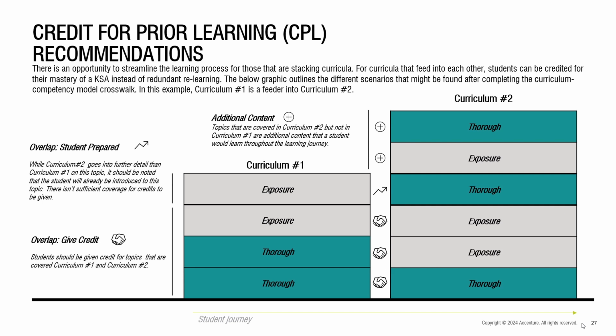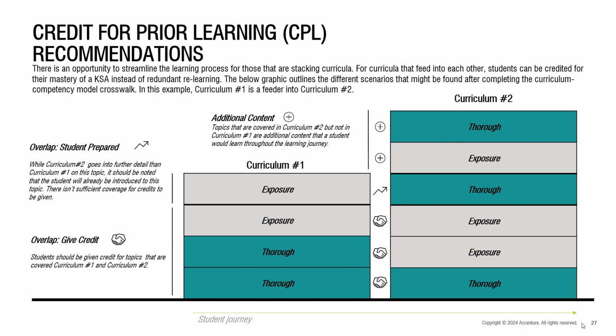Our bottom 3 boxes within curriculum 1 are exposure and then 2 thoroughs. Looking over to the right-hand side, at the exact same level as the 3 boxes, we have 2 exposure and a thorough. So you can see throughout this give credit overlap, either curriculum 1 provides the same or more coverage than curriculum 2, which would result in the give credit opportunity.